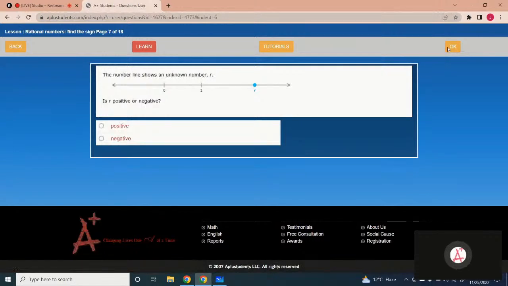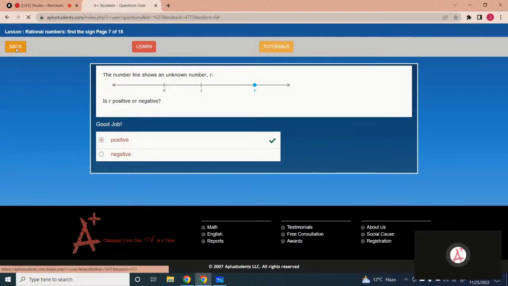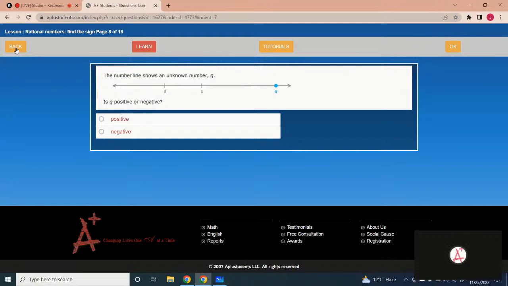Okay, the number line shows an unknown number r. Is r negative or positive? It is positive because it is on the right hand side of the zero. Got it? Okay, you can complete the test by yourself later today. Let me just move on to the next topic.